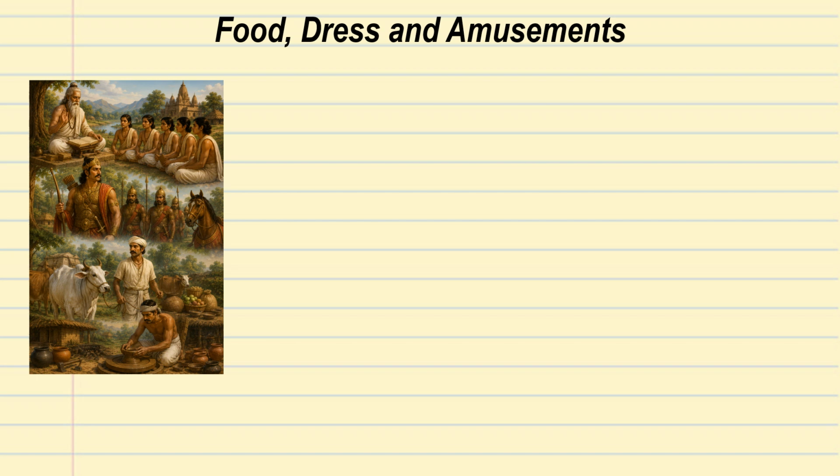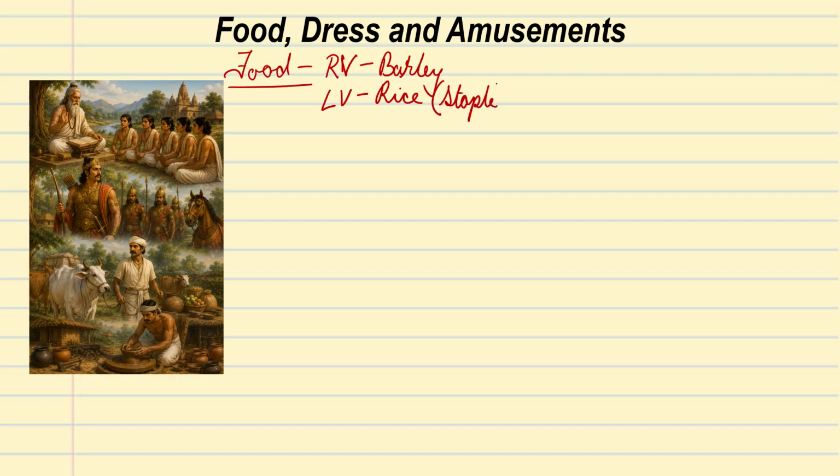Food, dress, and amusements. So this also needs to be discussed in accordance to the culture of the Vedic period. So how was food? At first we will discuss food. How was food during the Vedic period? Rig Vedic people ate a lot of barley. Wheat was not known during the Rig Vedic period. During the later Vedic period, there was existence of rice, and this rice became a staple crop for the later Vedic people.